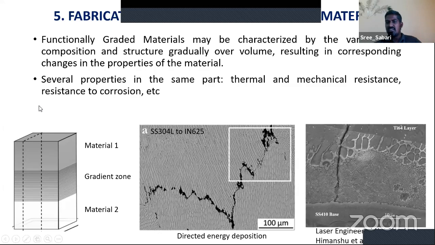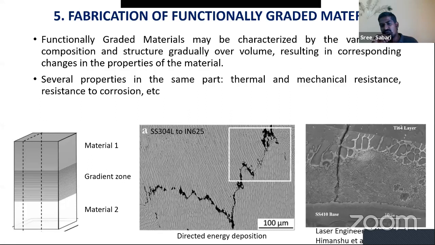This kind of material arrangement is highly required in various applications. To be specific, in gas turbine engines, there is a possibility of two materials being brought together near the engine. One is Inconel, another one is titanium. The Inconel has to be near the higher temperature region, and the titanium has to follow that Inconel. So there should be a gradient of material so that we can meet our requirements in aero engines.